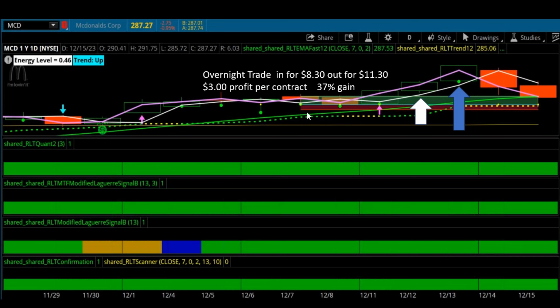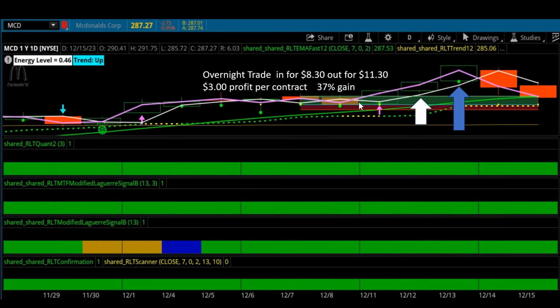This was McDonald's. This was an overnight trade. Again, notice the institutions are buying. When you look at this, even a new trader can see that the institutions are buying here. You can see that they're buying McDonald's. What we were looking for is an entry into McDonald's on the daily chart, even though the institutions are buying.